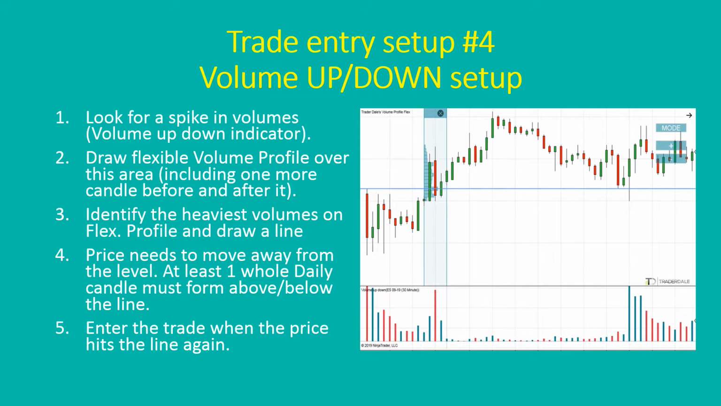Now the logic behind this setup is basically that you spot that something important is happening, and you spot it in here on the volume up down. Because when there is something important happening, then big institutions start to jump in. So you spot that something is happening on this volume up down indicator. Now you select the candles where something was happening, and you identify the price level where most of the action was happening. So it was in here.